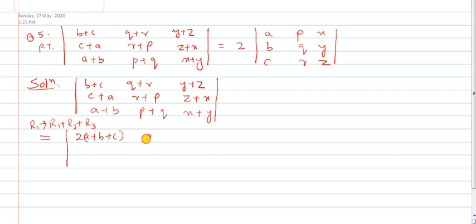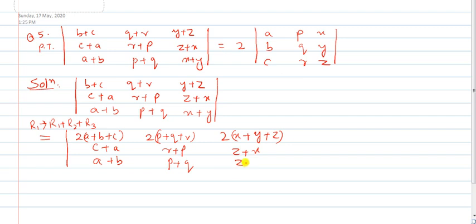Similarly here also 2 times P, 2 times Q and 2 times R. Here also 2 times X, 2 times Y and 2 times Z. And what is left here? C plus A, this is R plus P, and this is Z plus X. Similarly this one will become A plus B, this one will be P plus Q, and this one will be X plus Y. Bracket is closed.